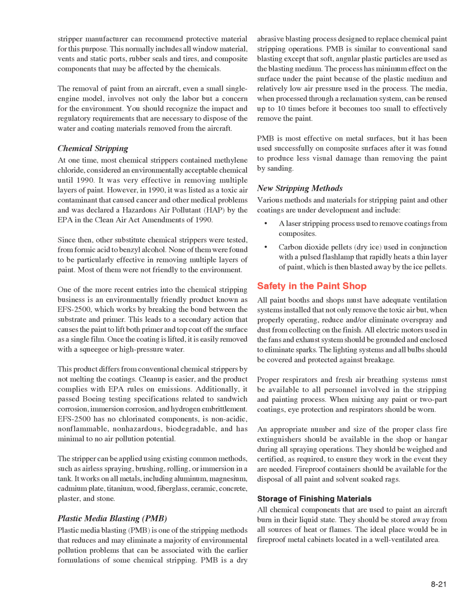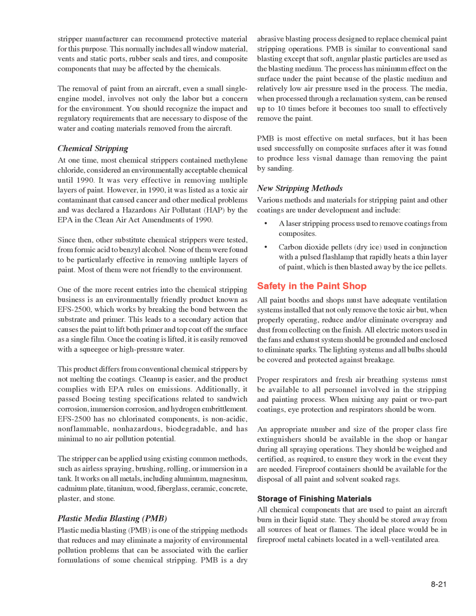Chemical stripping. At one time, most chemical strippers contained methylene chloride, considered an environmentally acceptable chemical until 1990. It was very effective in removing multiple layers of paint. However, in 1990, it was listed as a toxic air contaminant that caused cancer and other medical problems and was declared a hazardous air pollutant, HAP, by the EPA in the Clean Air Act amendments of 1990. Since then, other substitute chemical strippers were tested, from formic acid to benzyl alcohol. None of them were found to be particularly effective in removing multiple layers of paint. Most of them were not friendly to the environment.